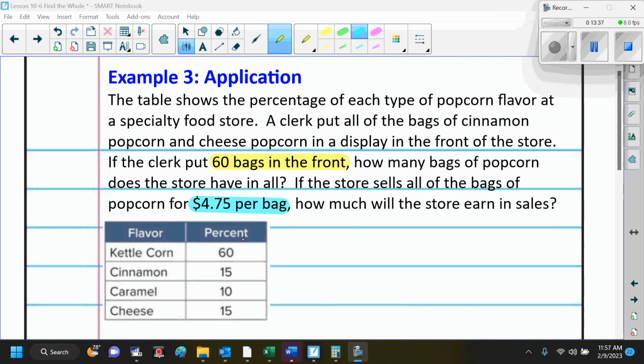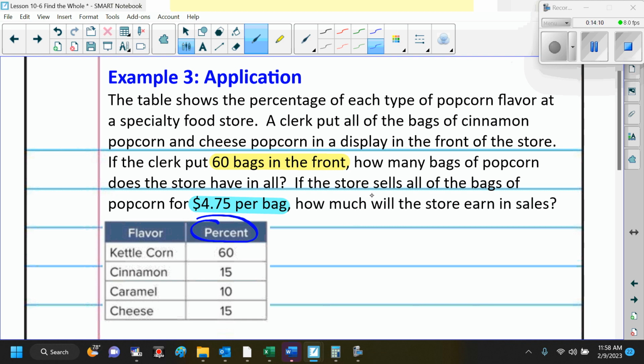So the table is telling us the percent of bags that each of the popcorn is, right? That's the percent of bags. So kettle corn, 60% of the inventory is kettle corn. 15% of that inventory is cinnamon. 10% of the inventory is caramel, and so forth. Is everybody clear with that? Yeah. Now, it says that he put 60 bags in the front of the store.